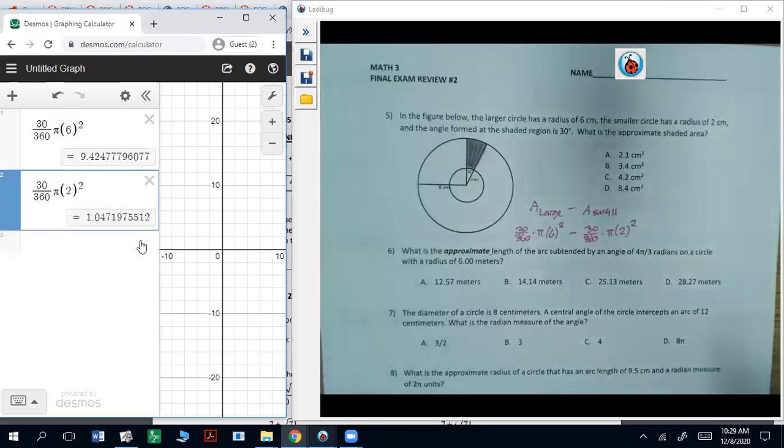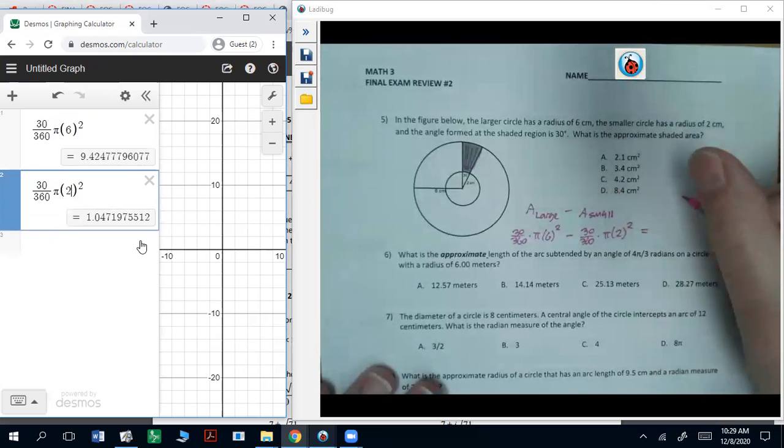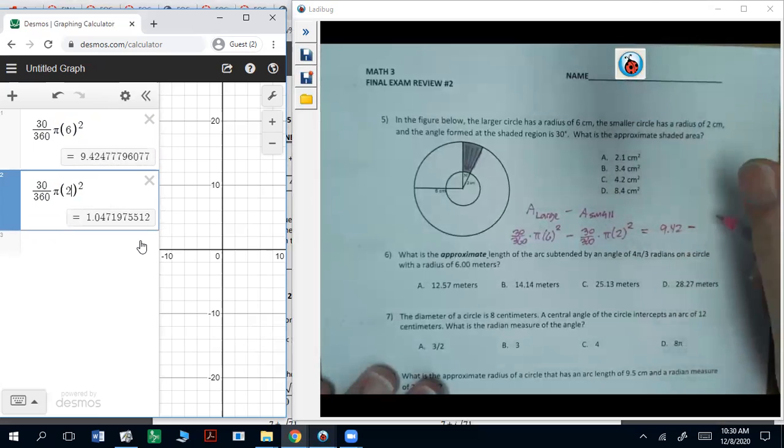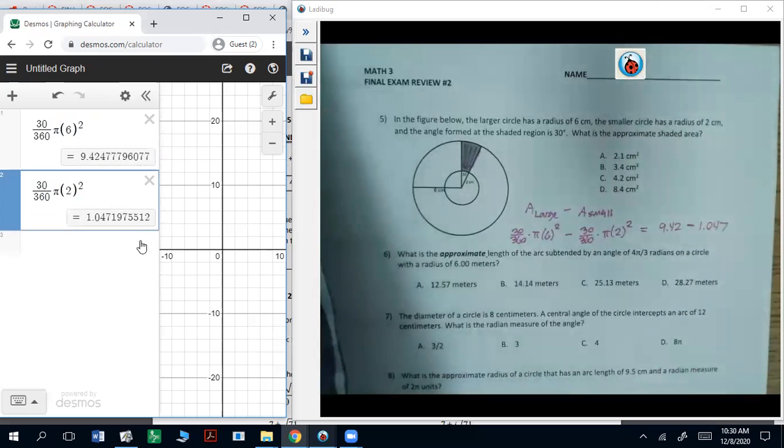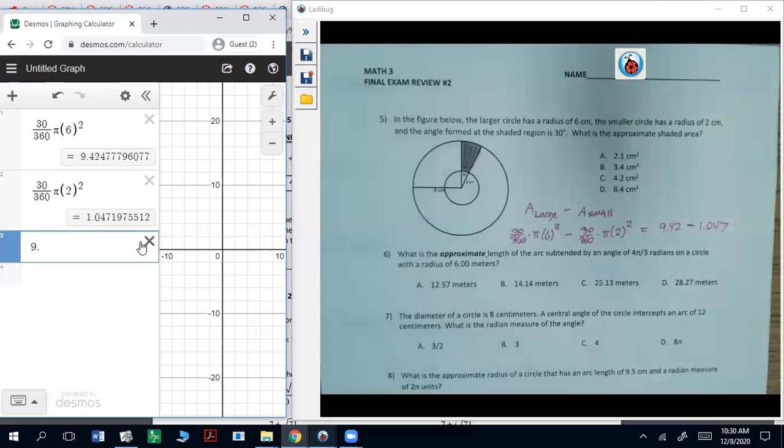So you can see the different areas are going to be 9.42 and 1.047. So if I subtract those two numbers, you're going to get 8.3775.